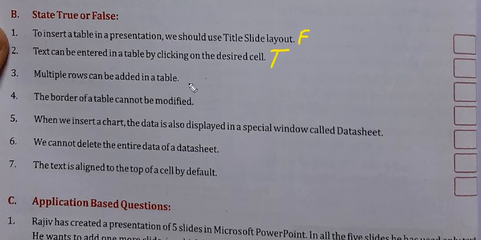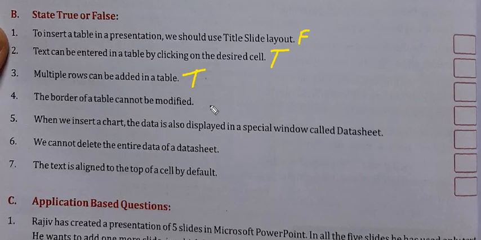Multiple rows can be added in a table. Yes or no? Yes. Obviously, in a table, multiple rows can be added. Means multiple records. Rows means record. So we can have one record, 1 row, 2 rows, 5 rows, 10 rows. So multiple rows can be added. True.